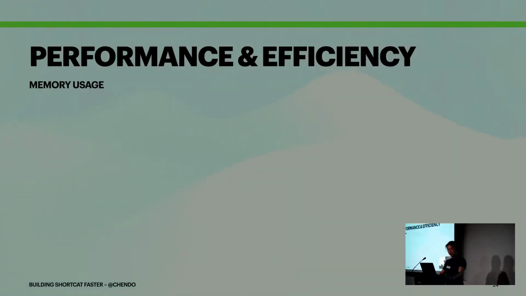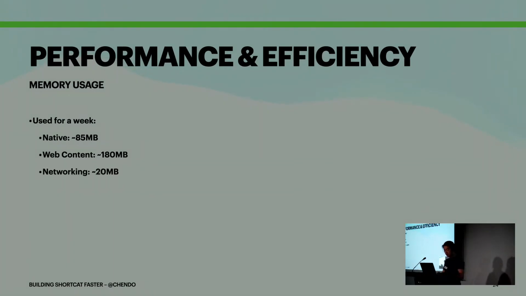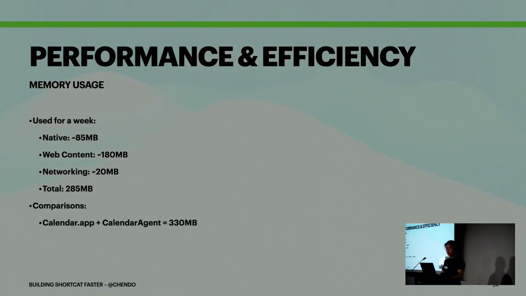Performance and efficiency. I'm assuming a lot of people have memory usage as a key one here. So after running Shortcat for a week, this is a very unscientific test. The native part was using 85 megs. The web content itself, which hosts the actual web view, 180 megs. There's a networking process, which I assume Apple has a good reason to do it that way, but that's 20 megs, for a total of just a smidge under 300 megs. Comparisons to existing apps: Calendar app and the Calendar agent use 330 megs. Signal, which is Electron, I'm pretty sure, is 1.1 gig. Tweetbot is native, but 432 megs still.